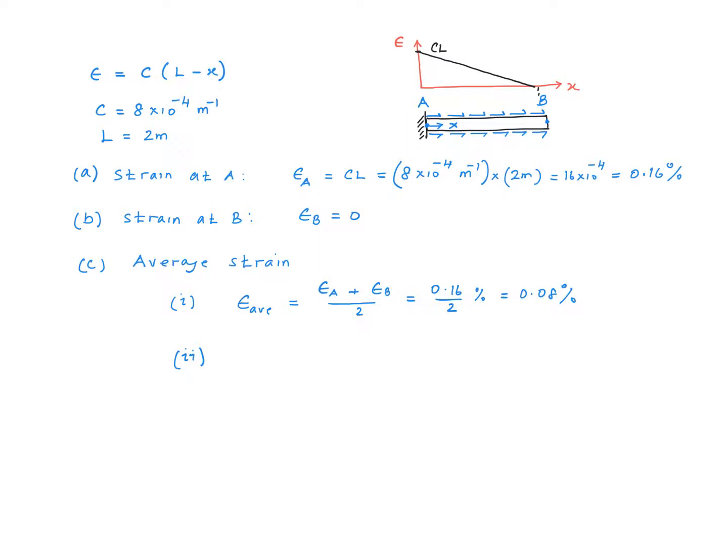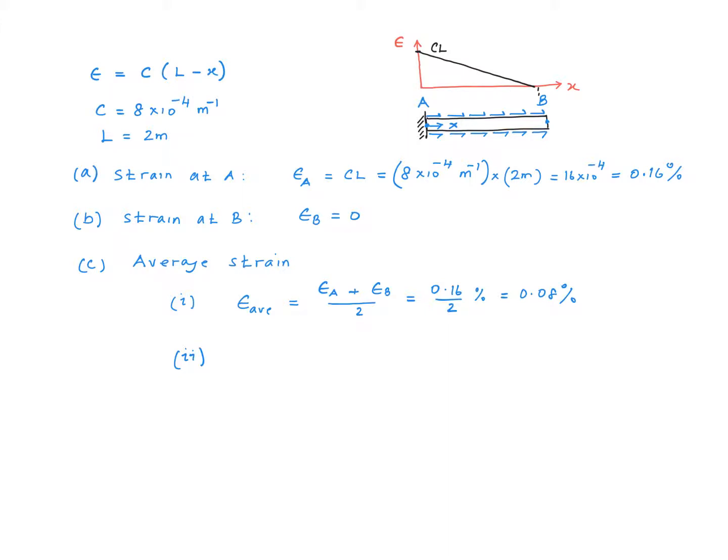The strain at point A is c times L. You substitute the numbers and you get 16 times 10 to the minus 4. Remember, strains don't have any dimension. This is confirmed by the fact that we end up with no units here. Meter to the power of minus 1 multiplied by meter gives you no units. Now you take this number and multiply that by 100 to express this as a percentage. So you get 0.16%. The strain at point B is 0.